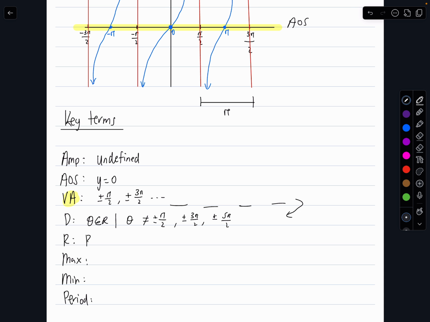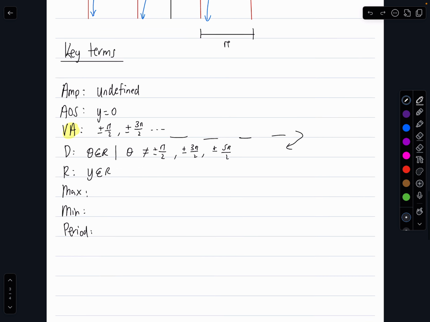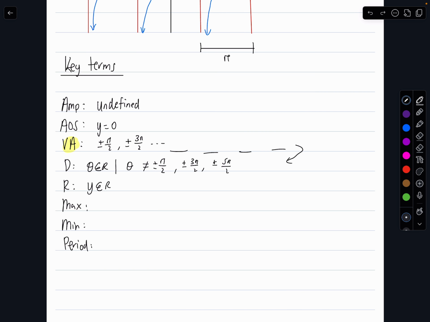The range, however, is a little bit different. The range is y is an element of the real numbers, and it exists in all real numbers because remember, we go fully up and fully down. Because we're going as high as we can and as low as we can, the range touches literally every point in the y direction as we extend the graphs. When we talk about the max and min, these don't exist because it goes on forever. Max and mins don't exist, amplitude is undefined, and the range goes all the way up and all the way down.